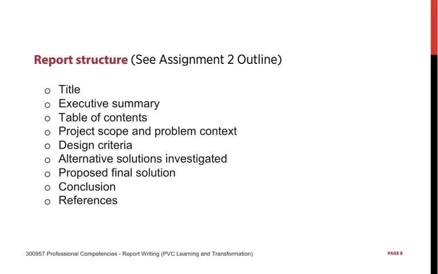Now for report structure. This can be seen in the Assignment 2 outline. What you will need in your report is a title, an executive summary, a table of contents, your project scope and problem context, the design criteria, the alternative solutions investigated, your proposed final solution, and a conclusion.